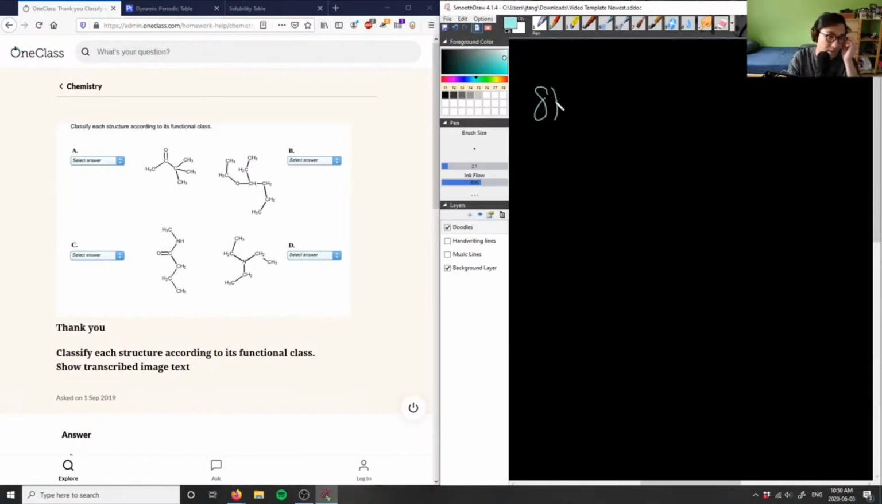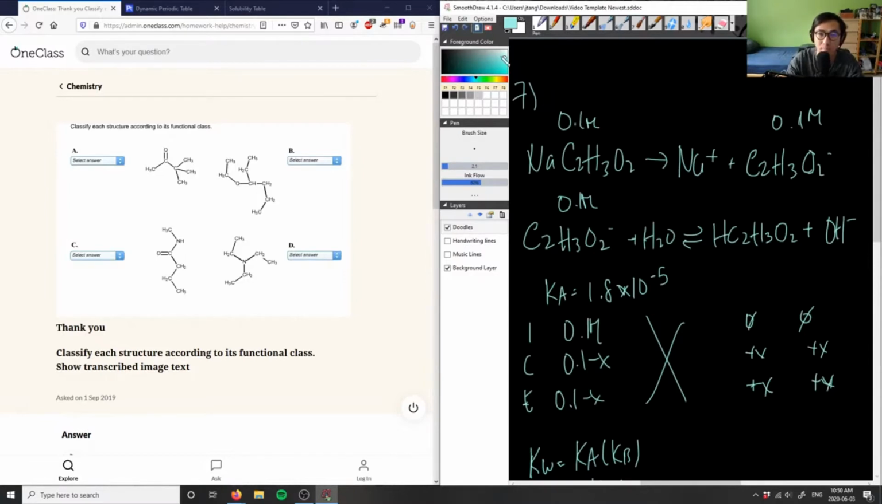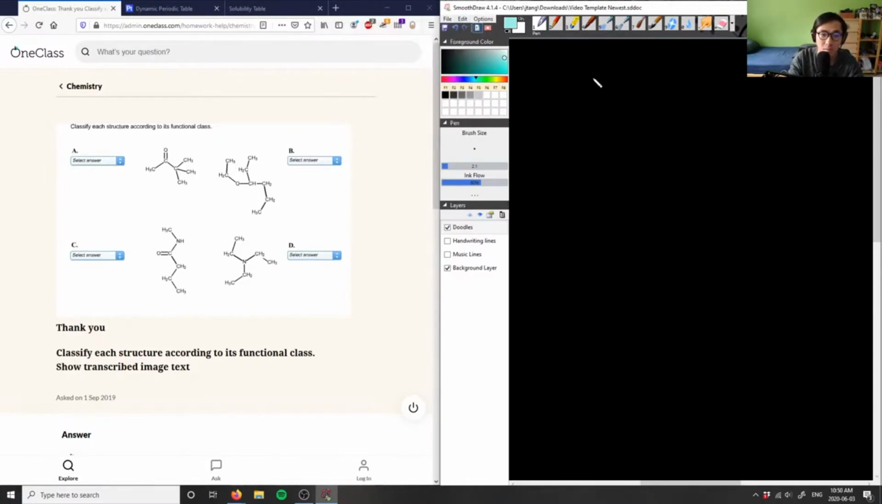So number 8 here. It says classify each structure according to its functional class. Oh, that's the previous question. So I have here the first question, A. I have this structure here. I'm going to draw the line diagram here.